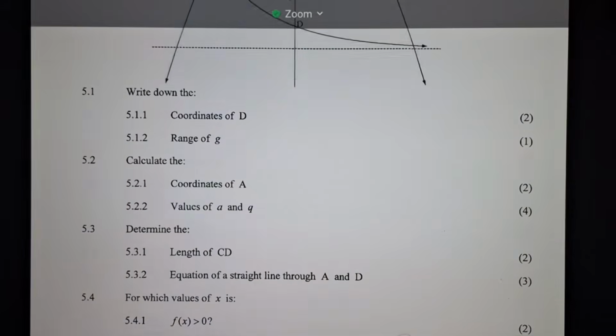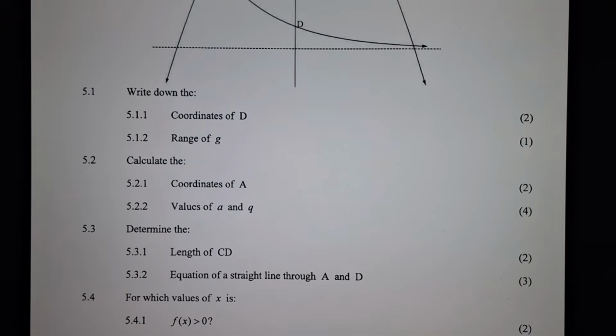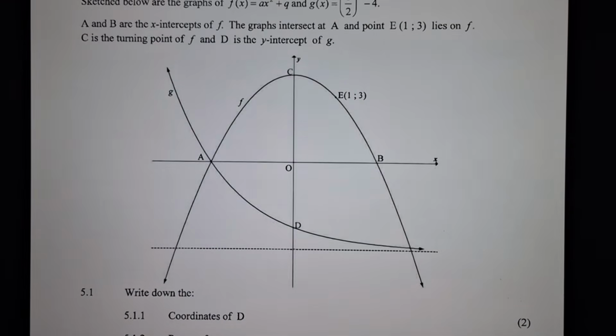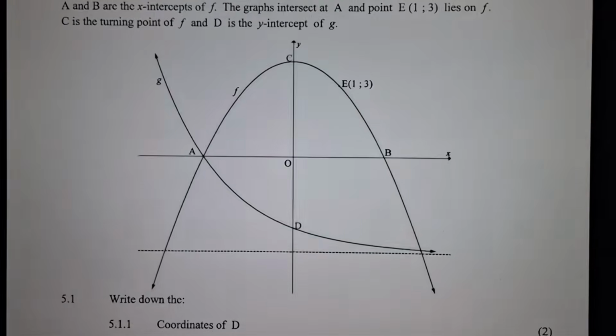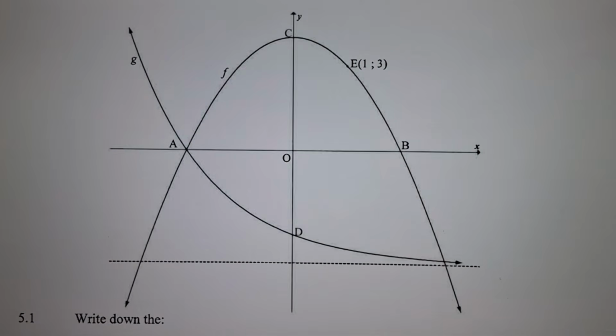Okay, the next question, 5.2, where we must calculate 5.2.1, the coordinates of A. Where is A? A is the x-intercept there. I don't know if you can see it. Let me zoom it in. A is an x-intercept. It's a point of intersection of the two graphs. At point A, graph G and graph F are crossing each other.